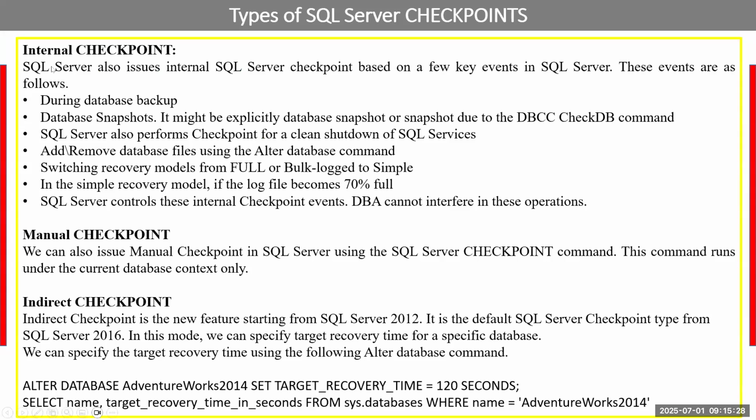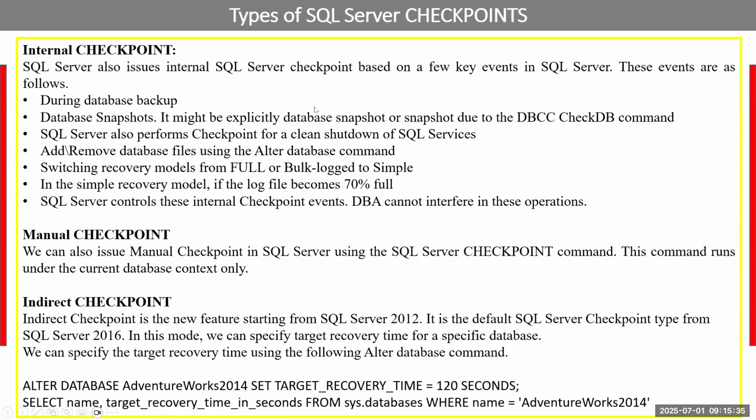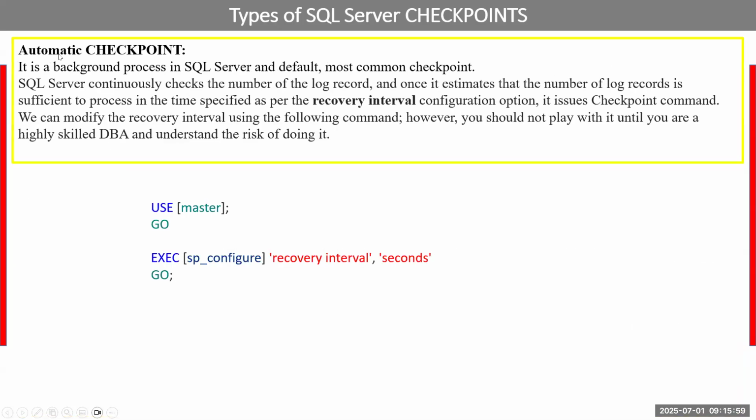So manual checkpoint, internal checkpoint, automatic checkpoint, till SQL Server 2012 we only had these three. From SQL Server 2012, Microsoft came up with the concept called indirect checkpoint. This is the most powerful checkpoint in 2025, 2024. As I told you, forget about internal and manual; we are not worrying about these two. We are worrying about automatic checkpoint only.